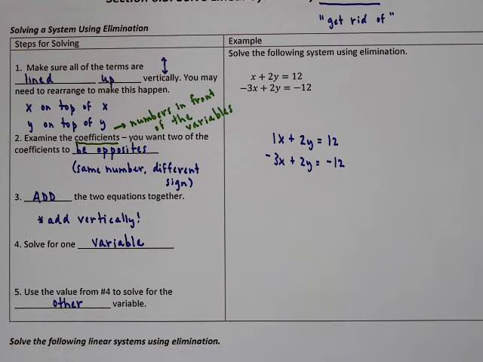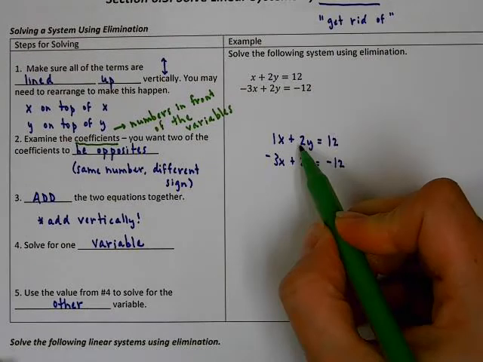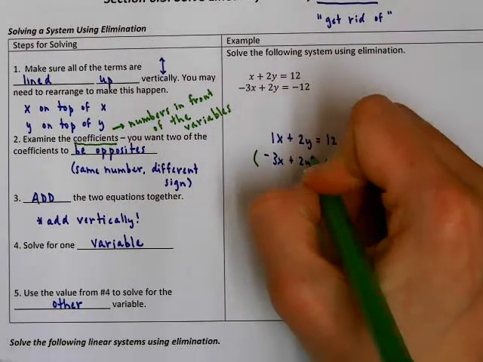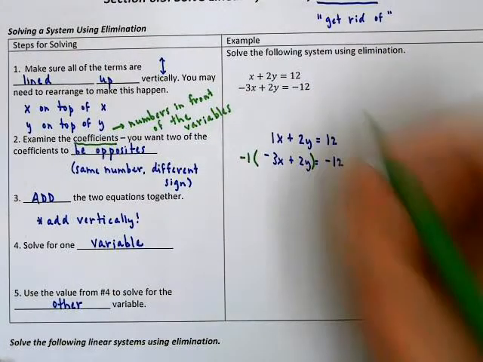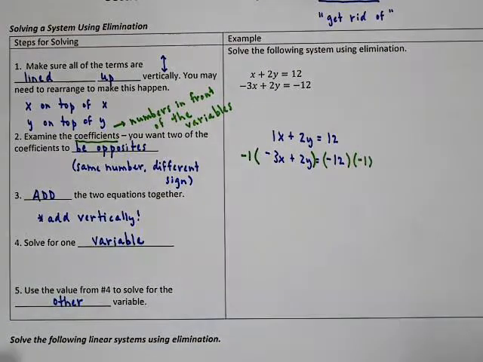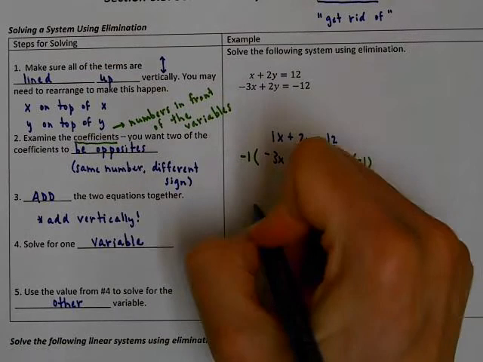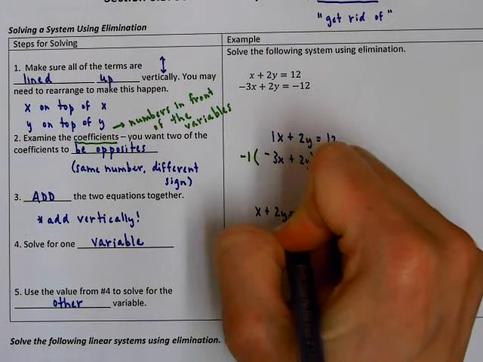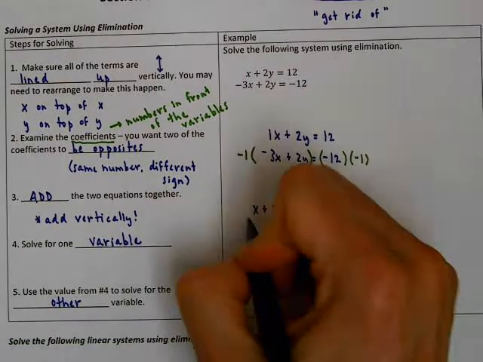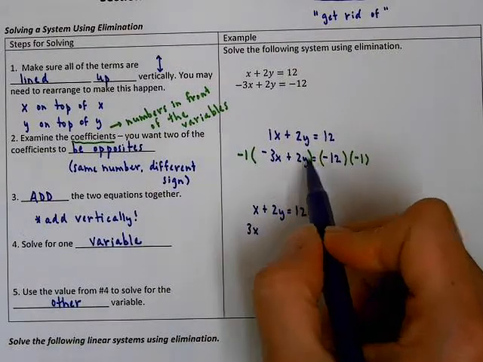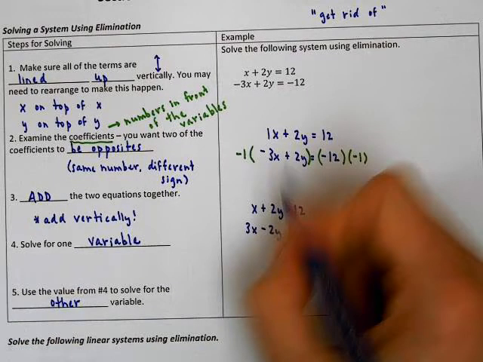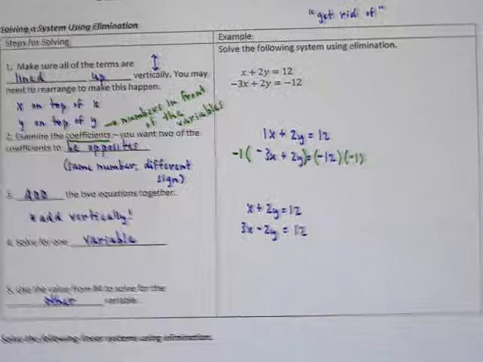So here's what we're going to do. If this is a positive 2, what I want is for this one to be a negative 2. So I'm going to take the left side and multiply it by negative 1, and I'm going to take the right side of my equation and multiply by a negative 1. Here's why I do that. My first equation stays the same, x plus 2y equals 12. But now if I distribute the negative 1, negative 1 times a negative 3 is a positive 3x. A negative 1 times a positive 2 is a negative 2y. And on this side, a negative times a negative gives me a positive 12.